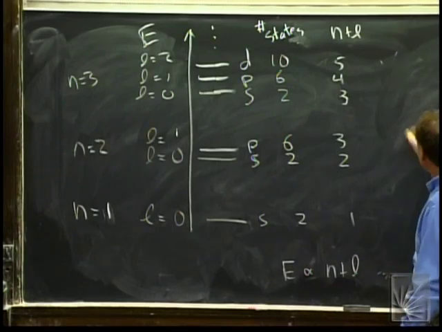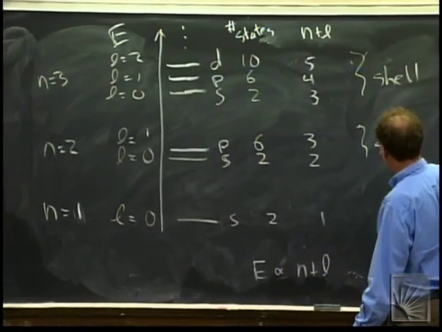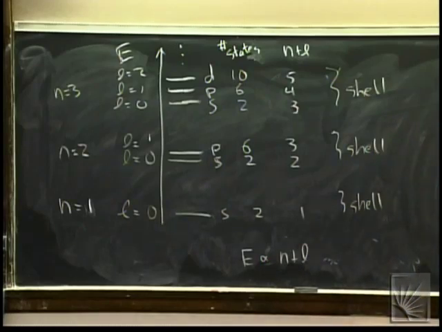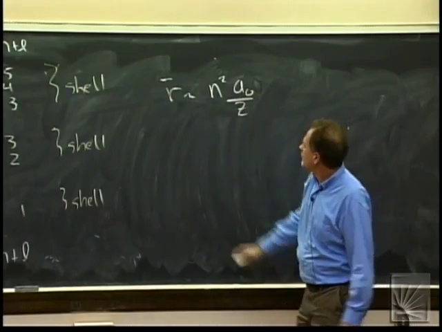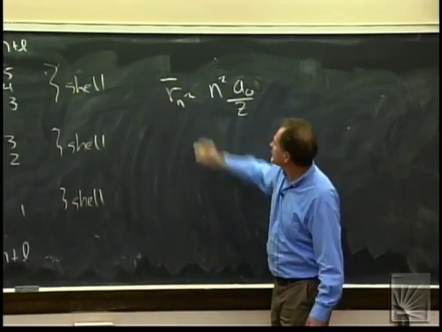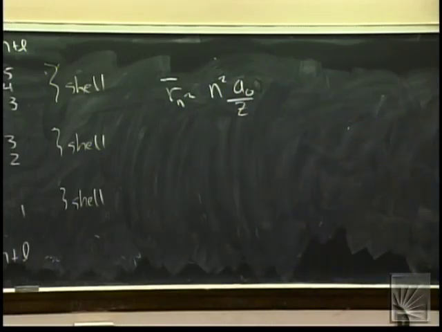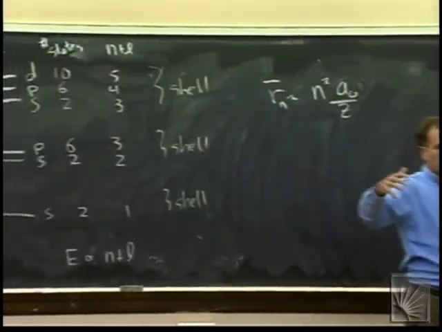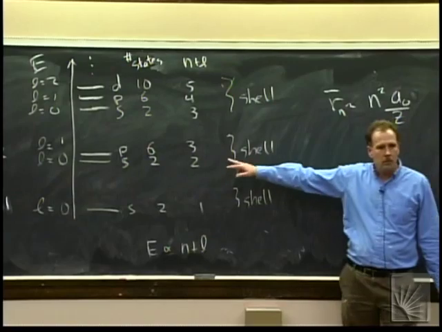A few comments on it. Each of these is called a shell. There's a reason it's called a shell. It's because the average radius, basically, goes like that. This is the expectation value of the radius of a state n in an atom with z. It goes like n squared, okay? So when I go from here to here to here, I'm talking about bigger and bigger radii, all right? Now, in a hand-wavy way, why does L matter?